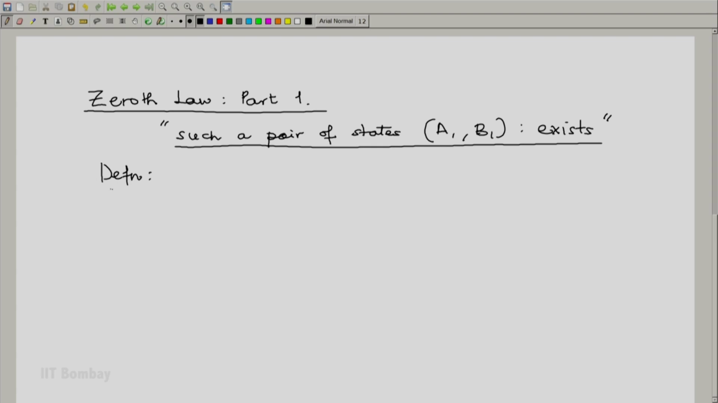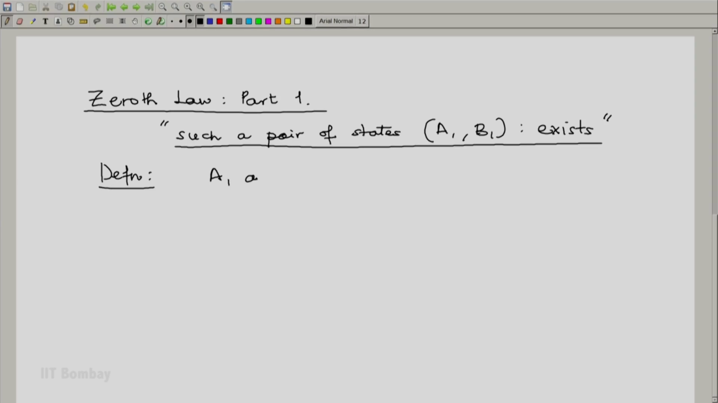Now some definition. This is a long-winded way of saying, let us shorten it, saying states A1 and B1 are such that if they are allowed to interact across a diathermic wall, in spite of that wall permitting heat transfer, no heat transfer will take place. All this is shortened by saying that A1 and B1 are isothermal states. So we are defining the word isothermal.